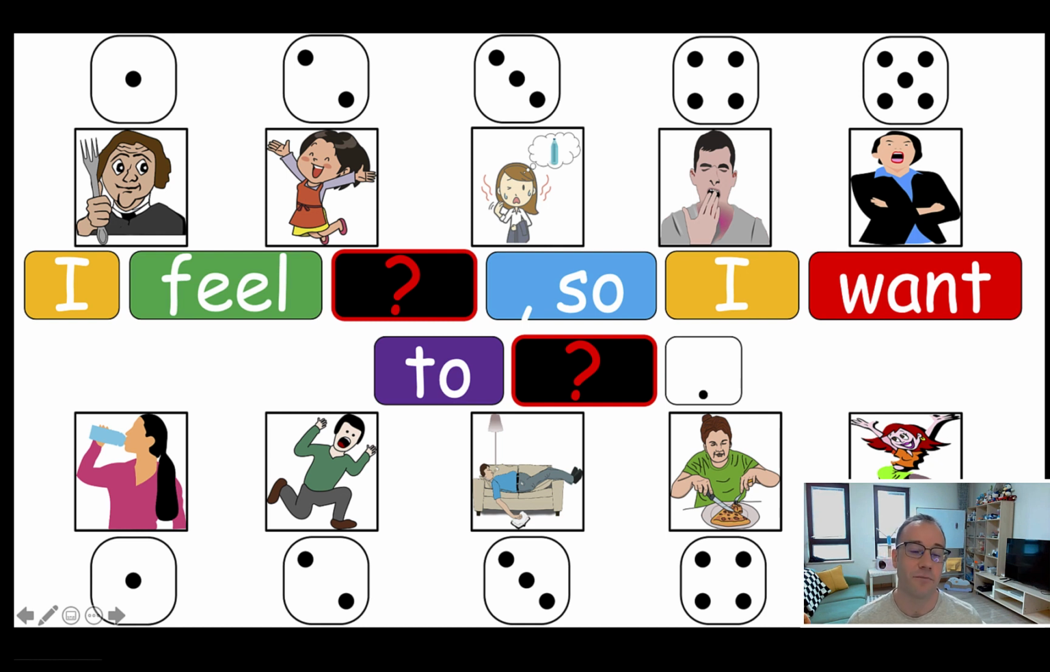Okay, that's not right, but you can still give them 2 points for saying the sentence correctly, being able to say the words. But if they get a match, so let's say they rolled a 2 and a 5, so I feel excited, so I want to dance, that is the winner, okay?